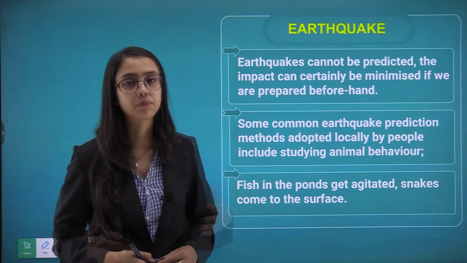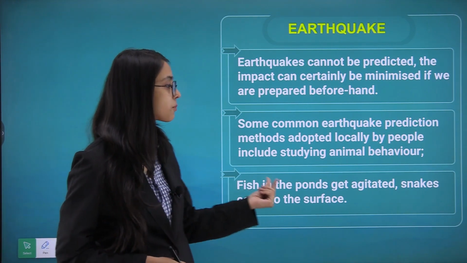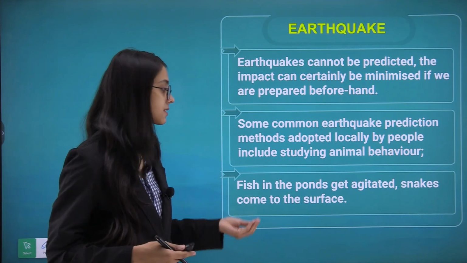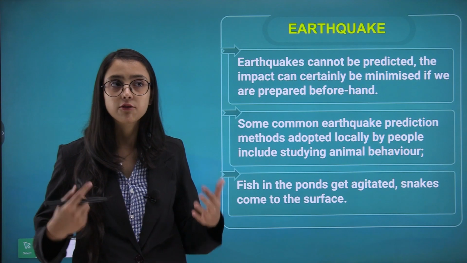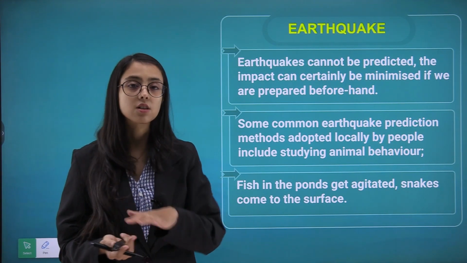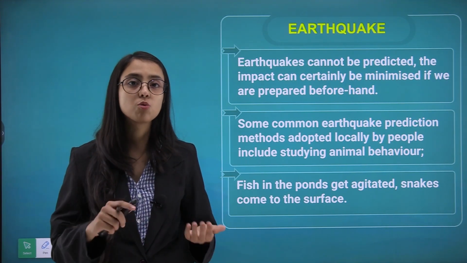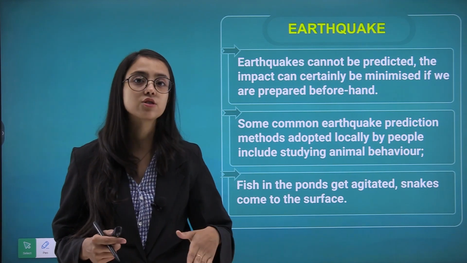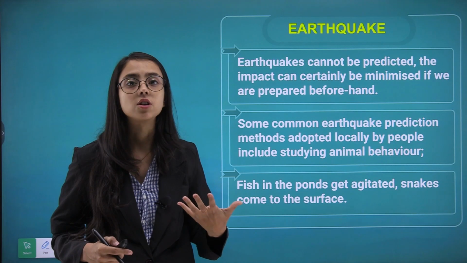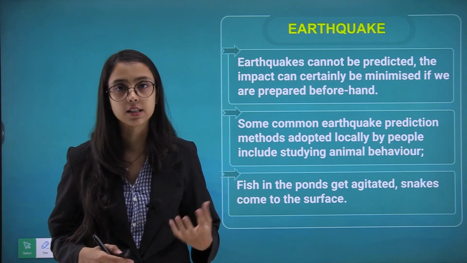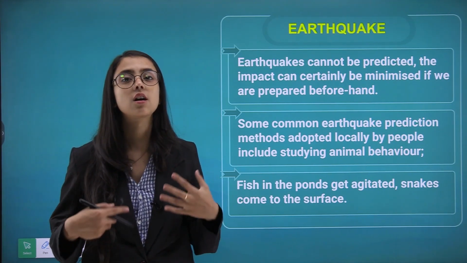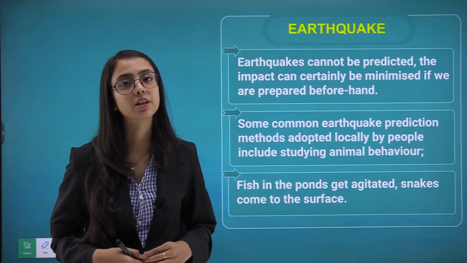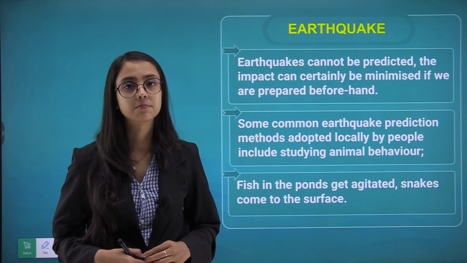For example, the fish in the ponds get agitated or restless. Sometimes the snakes come onto the surface of the earth. Of course, if the plates are moving, the crust of the earth is also moving, so the snakes and animals which reside inside the earth come upwards. This is how the people predict it. But this is not a hard and fast accepted rule or method of prediction of earthquakes.